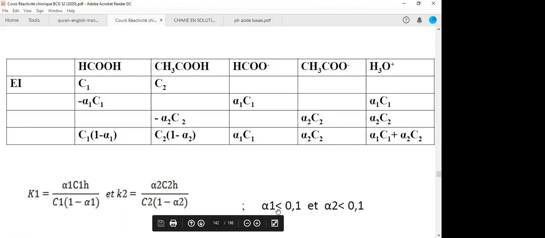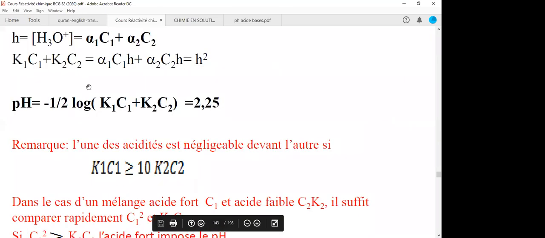So alpha 1 from acid 1 is less than 0.1, and alpha D of acid D is less than 0.1. So H, what is it? H is the concentration of H3O+, which is given by alpha 1 times the concentration of acid 1 plus alpha D times the concentration of acid D.